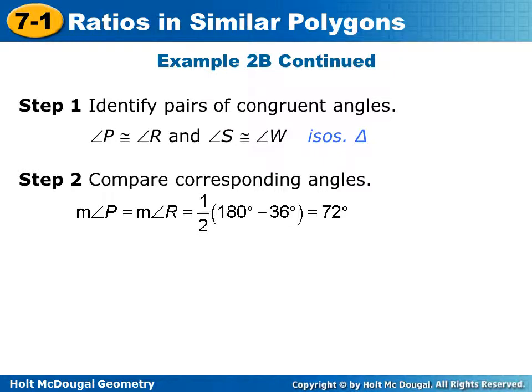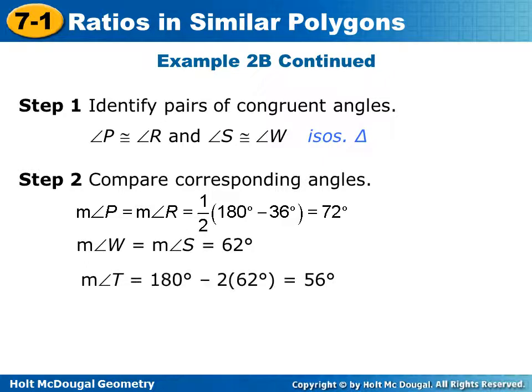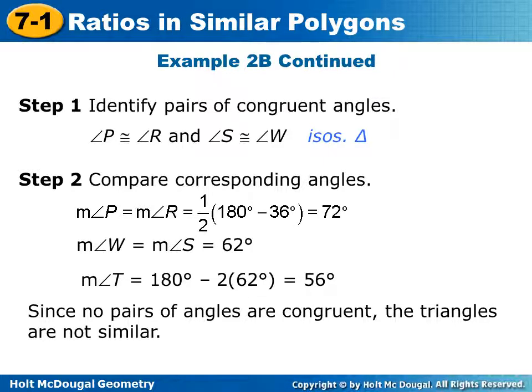If we compare corresponding angles, the measure of angle P is equal to the measure of angle R, which is equal to 1/2 of 180 minus 36. So each of the base angles in the first triangle are 72 degrees. The measure of angle W and the measure of angle S are the same and equal to 62. And we know that the vertex angle of that isosceles triangle is 56. So we have no pairs of angles that are congruent, so the triangles cannot be similar, because for similar triangles we need to have 3 congruent angles.